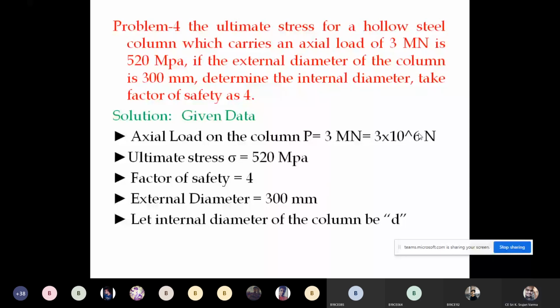Okay? That is what permissible stress means. Ultimate stress for a hollow steel column which carries an axial load of 3 meganewton is 520 megapascal. If the external diameter of the column is 300 mm, then it will be having some internal diameter also. Determine the internal diameter.